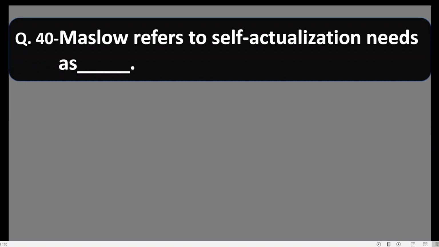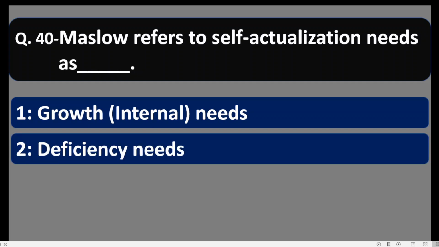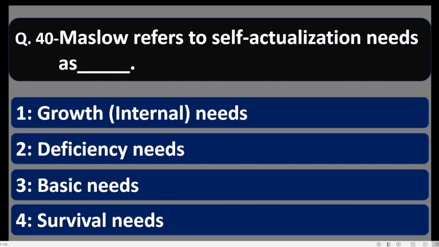Question 40. Maslow refers to self-actualization needs as growth or internal growth needs, deficiency needs, basic needs, or survival needs. So Maslow refers to self-actualization needs as growth needs, internal growth needs.